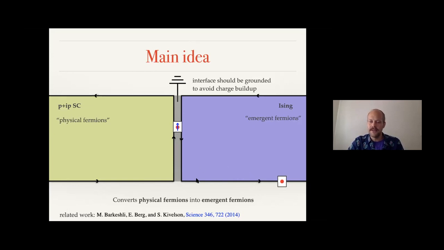But in the Ising topological order, there are only emergent fermion degrees of freedom. And so the only way this process can conserve fermion parity is by depositing one of these composite particles into the interface, which I remind you is gapped. In order to continually do this process, we need to ground that interface so that charge doesn't build up. Okay, so we can think about this as a system that converts physical fermions into emergent fermions.